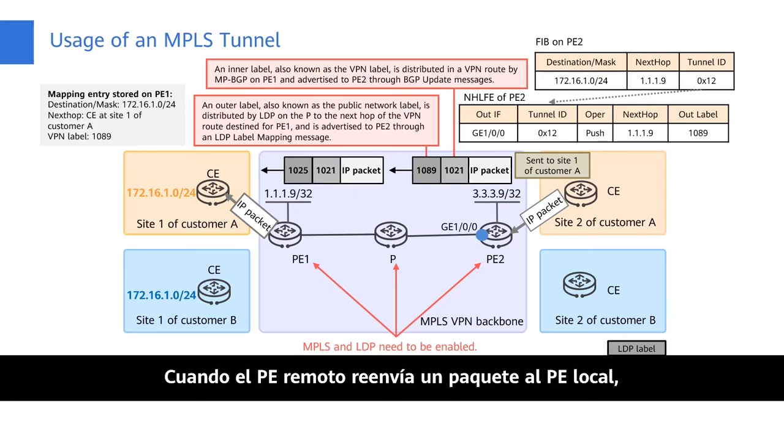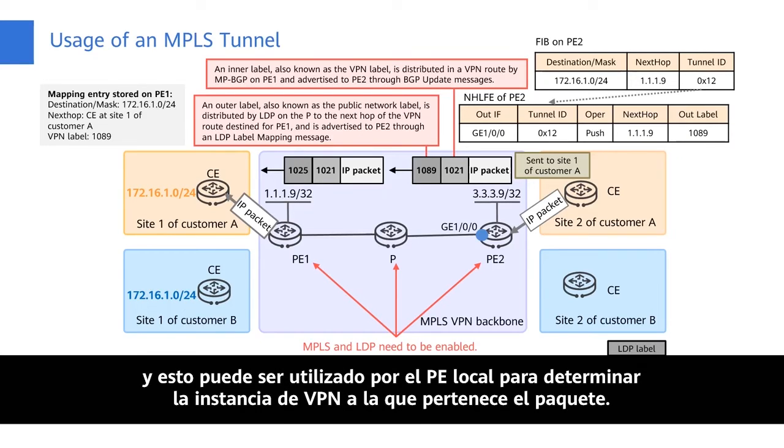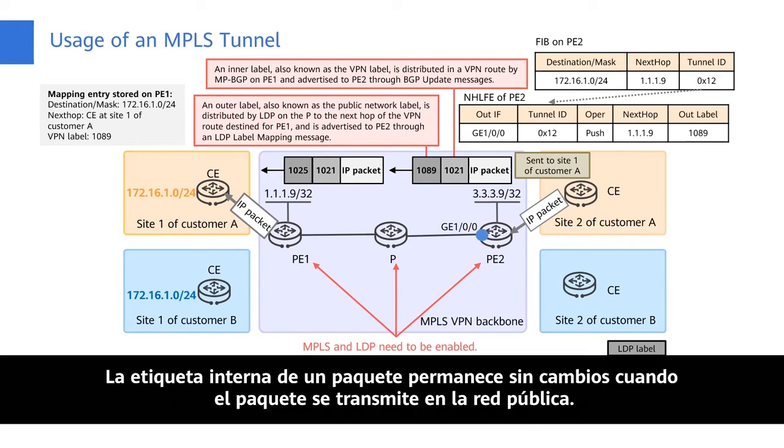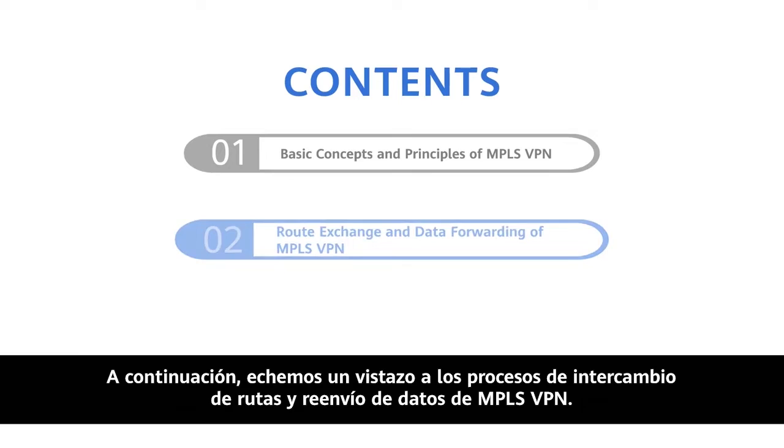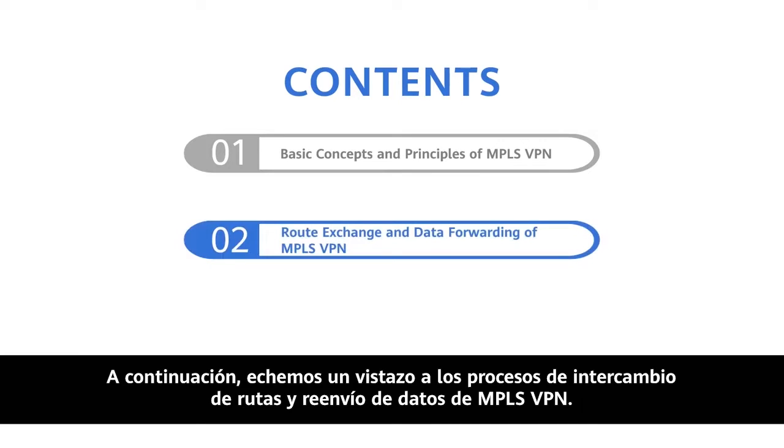When the remote PE forwards a packet to the local PE, the packet carries the inner label, and this can be used by the local PE to determine the VPN instance to which the packet belongs. The inner label of the packet remains unchanged when the packet is transmitted on the public network. Next, let's take a look at the route exchange and data forwarding processes of MPLS VPN.